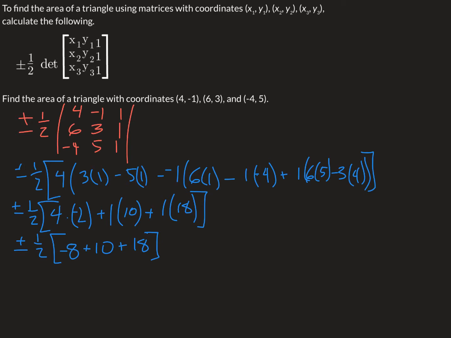So I'm going to move my work over here now, plus or minus 1/2. -8 plus 10 is 2. 2 plus 18 makes 20. Some nice easy calculations here. When we do half of 20, we get 10. And we just want to make sure it's positive, and sure enough, it is. So the area of this triangle is 10 units squared.